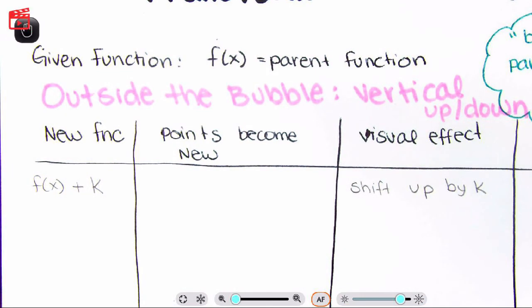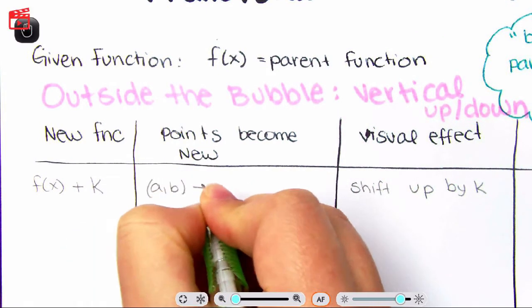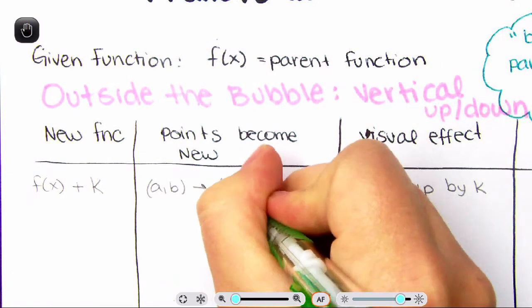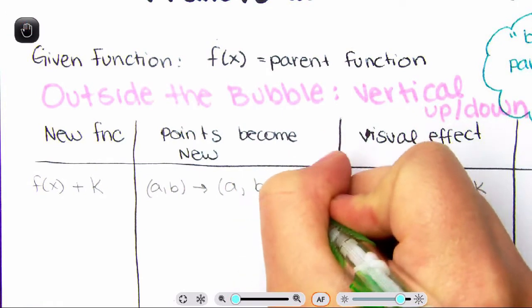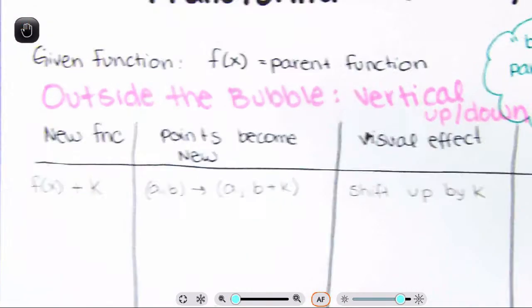So what does that mean for your points? If you have your original point as (a, b), what happens to that? Well, we're shifting it up K amount. If I'm going up on the y, that means I'm not touching my x value, but on the y, I'm going up by K. So I'm going to add K to my y value. How would that look as an example?